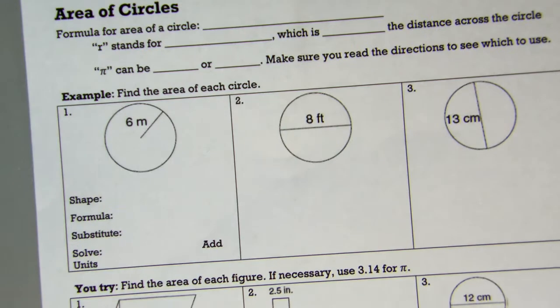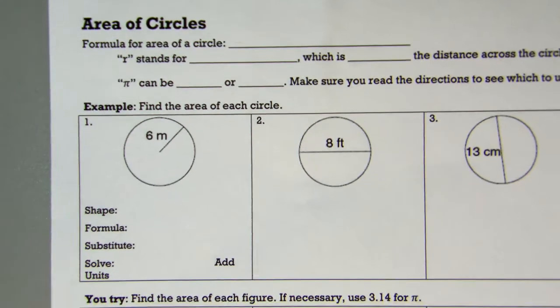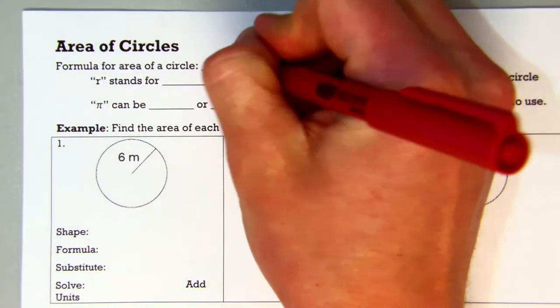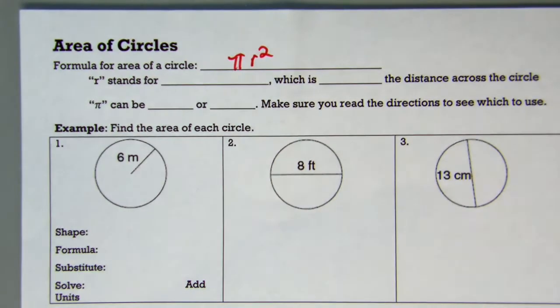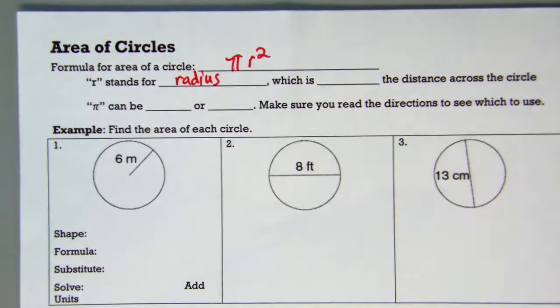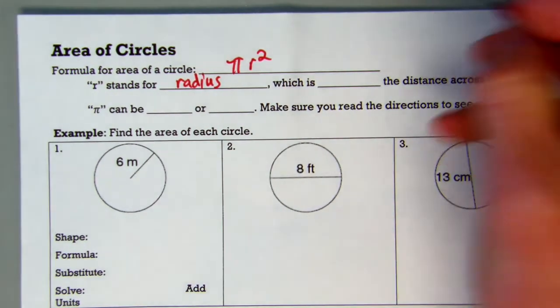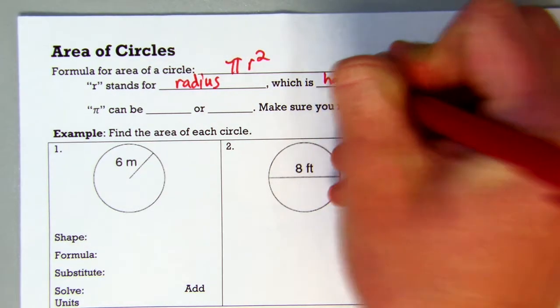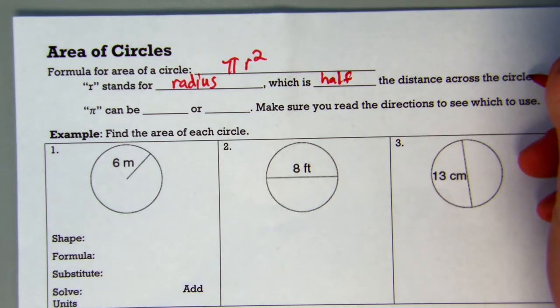Alright, the last one we're going to go ahead and review is the area of my circle. The formula for the area of my circle is pi r squared. The r is going to stand for my radius, which is going to be half the distance across the circle. The full distance across the circle is my diameter.